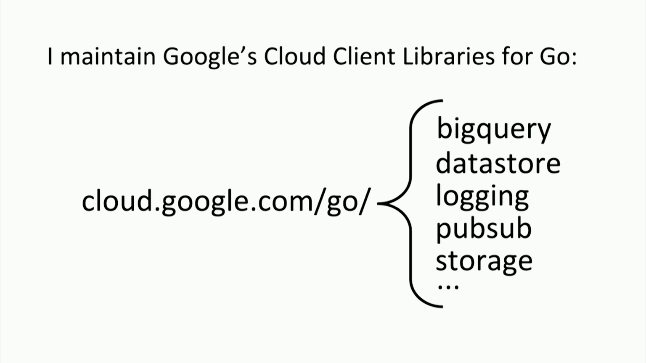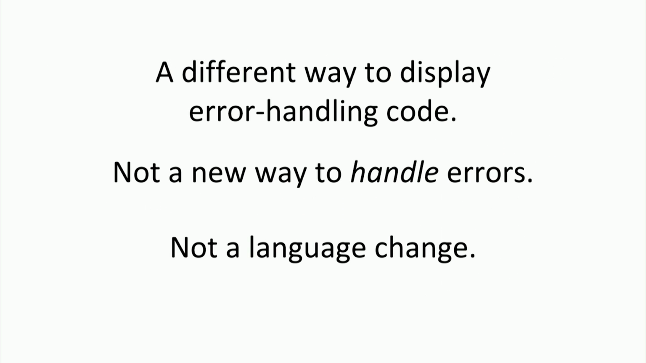I work for Google on the Google Cloud Client libraries, these Go libraries that let you use our Google Cloud APIs. Those are the import paths. So what I'd like to talk about today is a different way to display error handling. Not a new way to handle errors, not a language or syntax change, just another way to display error handling.